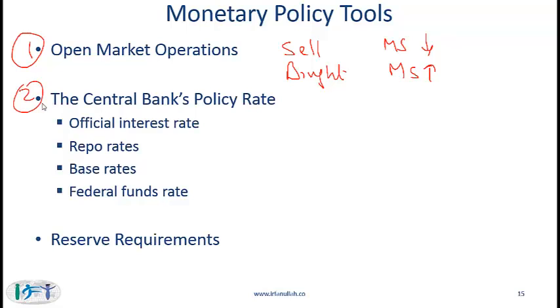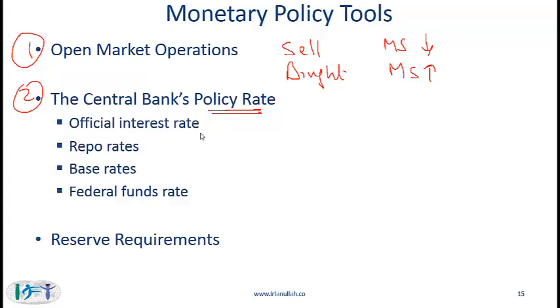The second tool is the central bank's policy rate. This is typically the rate at which central banks are willing to lend to commercial banks. In many countries, this is called the official interest rate. It is also called the discount rate.